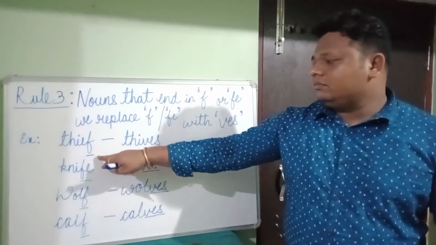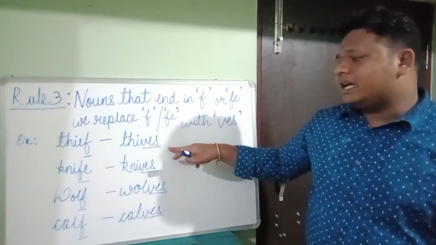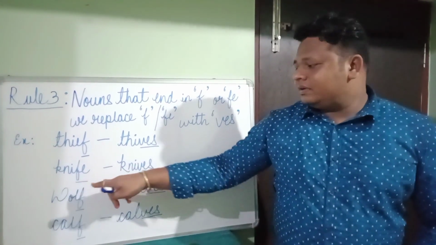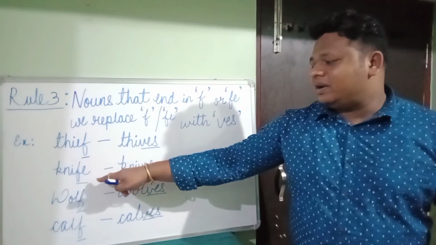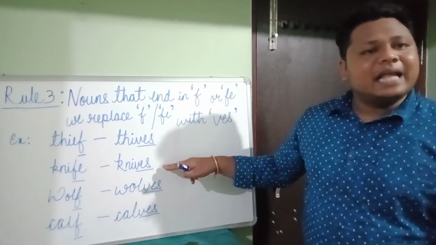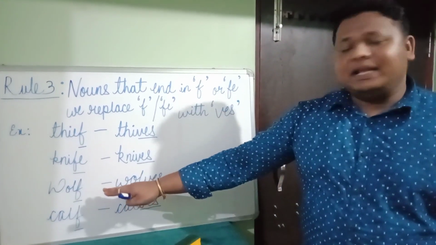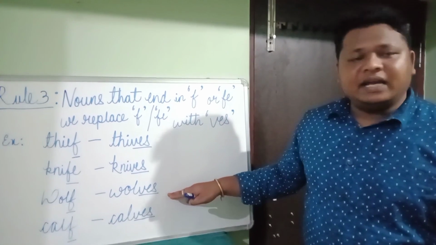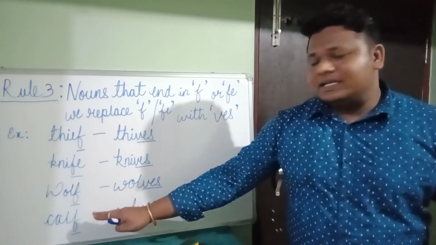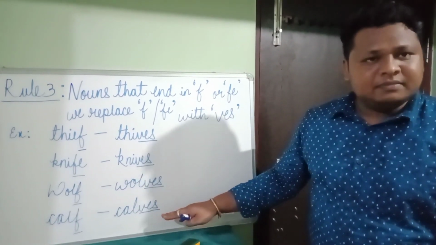Thief, f at the end. So we replace f with ves and it becomes thieves. Knife, fe at the end. So we replace fe with ves and it becomes knives. Wolf, again f. So we replace f with ves and it becomes wolves. Calf, we replace f with ves and it becomes calves. Alright.